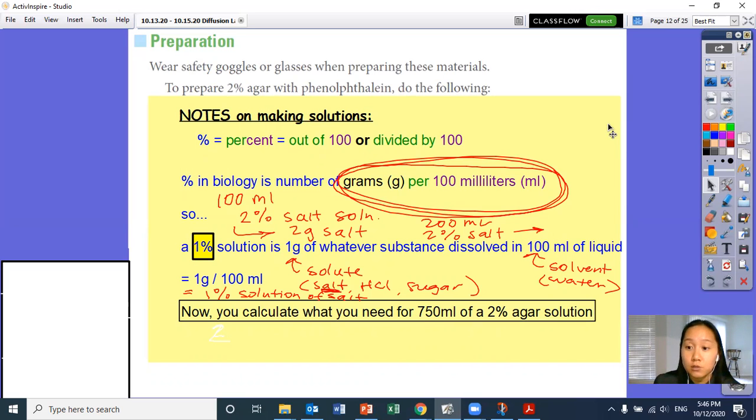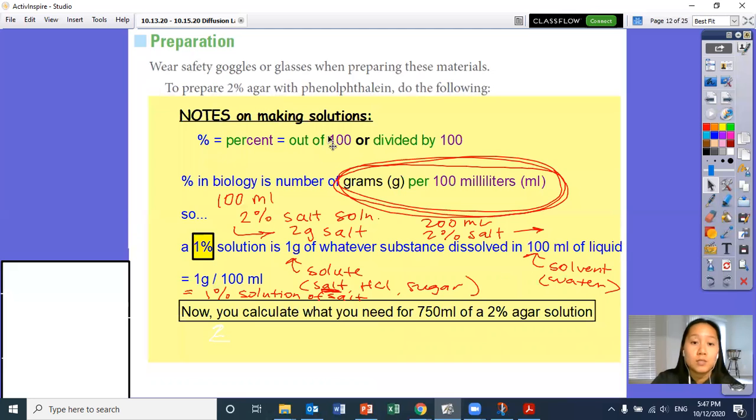So, notes on making solutions. I actually made these solutions for y'all already, because I made the agar and the HCl solution is pre-made as well. We usually go by percent, right? So I made a 2% agar with phenolphthalein. That means 2% of the solution is actually the agar powder, and the rest is a liquid that it is dissolved in.